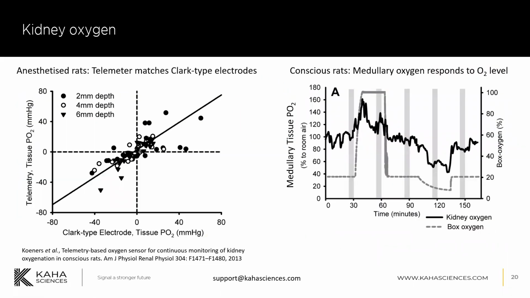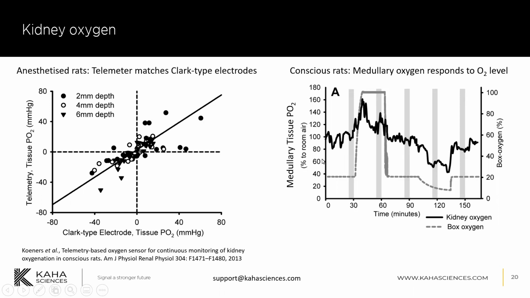And what Martin did was he compared the measurement of the oxygen measured by the telemeter in anesthetized rats in the kidney to a standard Clark type electrode, which has traditionally been used for acute tissue oxygen measurements. And he found that there was a really good agreement between the tissue oxygen measured by telemetry versus the Clark type electrodes at a number of different depths through the kidney.